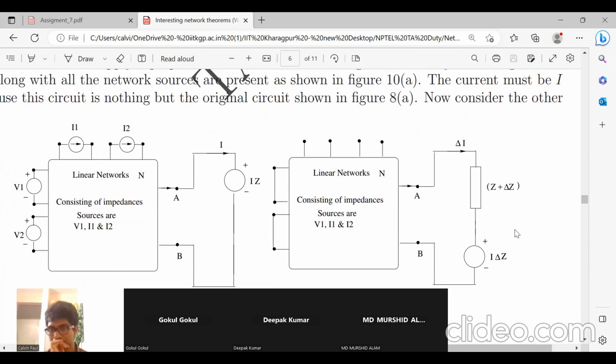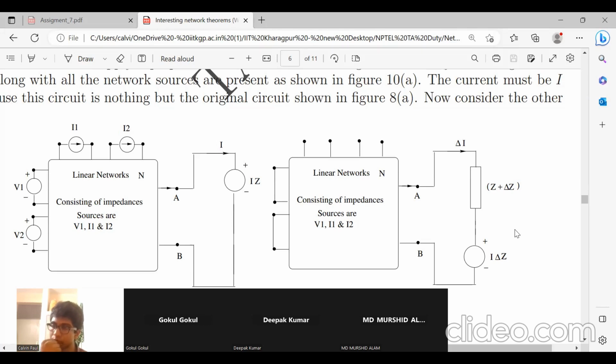But sir, in the first case we considered these sources like V1, V2, and I1, I2. But in this case, we are removing.